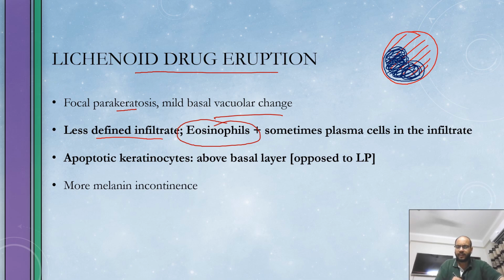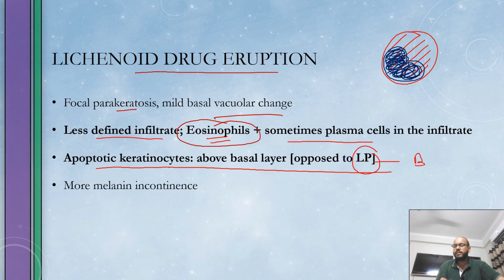The infiltrate is less defined, but you have eosinophils and sometimes plasma cells also. The apoptotic keratinocytes are above the basal layer as opposed to LP. I told you that in Lichen planus, the apoptotic keratinocyte is at the level of the basal layer or below, while in the lichenoid drug eruption, you can see it in various layers. There is more melanin incontinence.